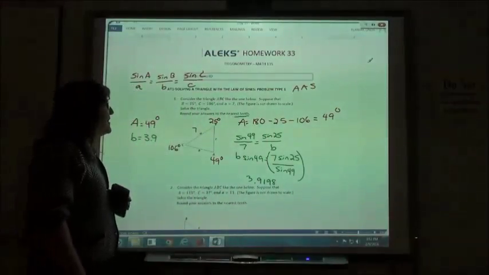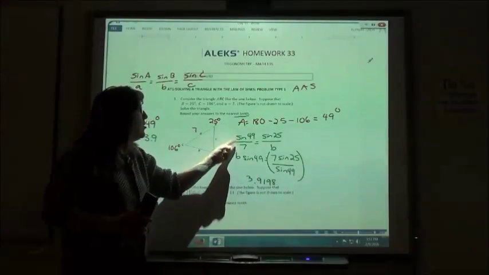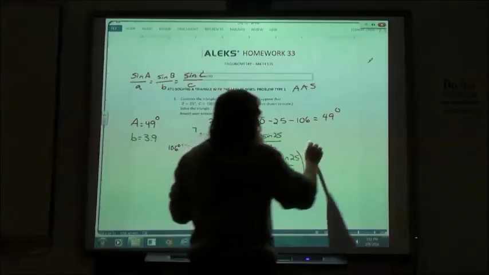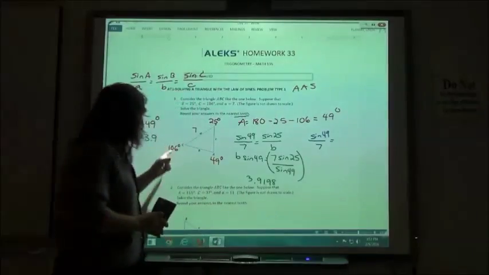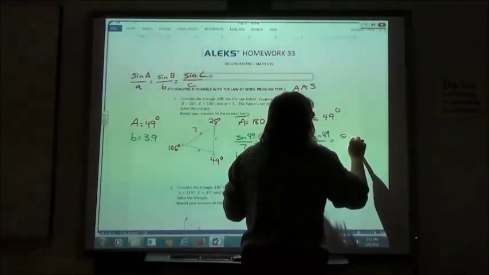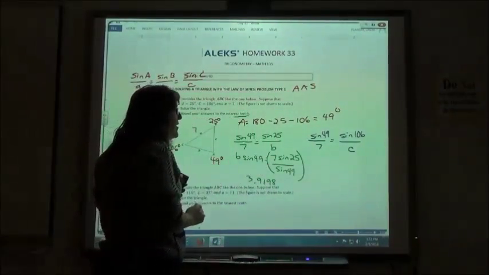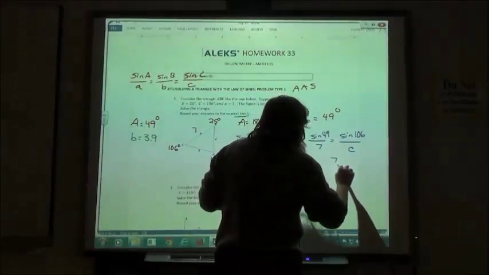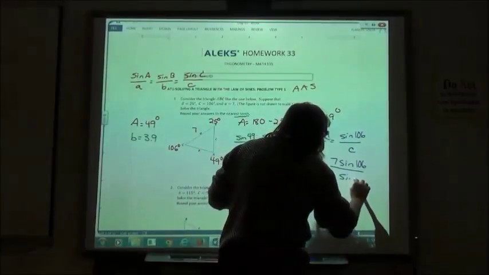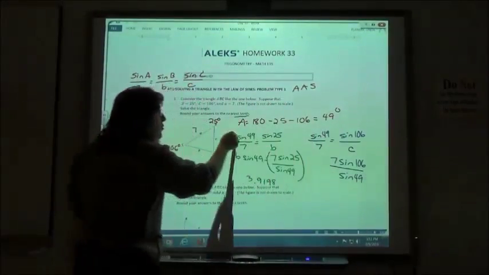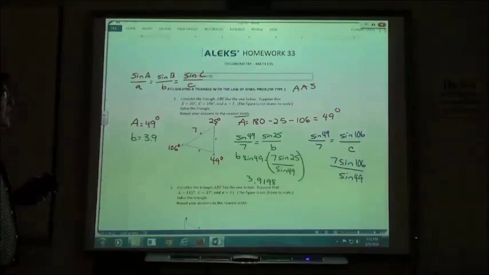Then I have to find side C the same kind of way. I want to use the one that I didn't do any rounding on, so I'm still going to use the sine of 49 over 7. But this time I'm going to use angle C, so I'm going to use the sine of 106 over C. So again, if I would go through the process of cross multiplying, I'm going to take the 7 times the sine of 106. I'm going to end up dividing by the sine of 49. If you need to, do it the long way, but just to save myself some space, I'm going to take a little shortcut there.